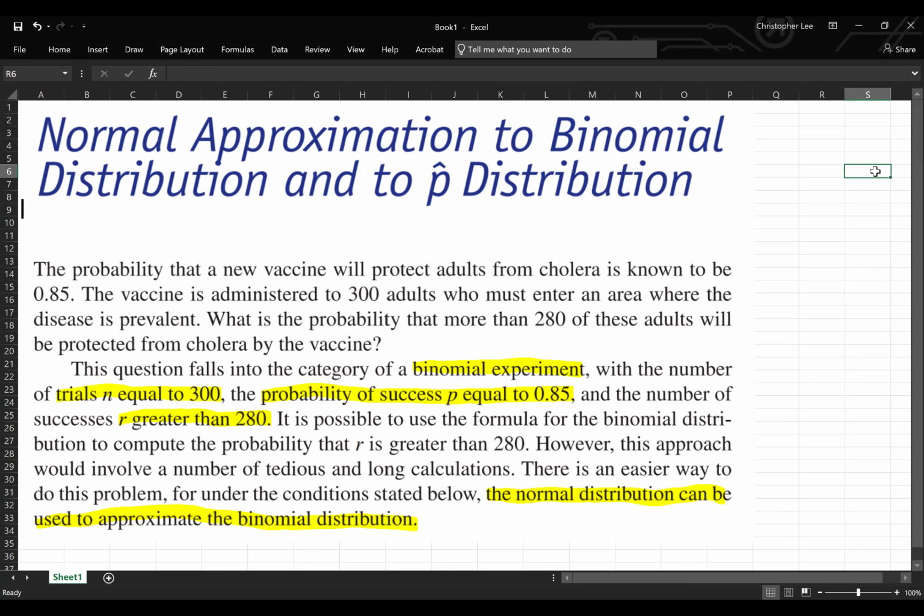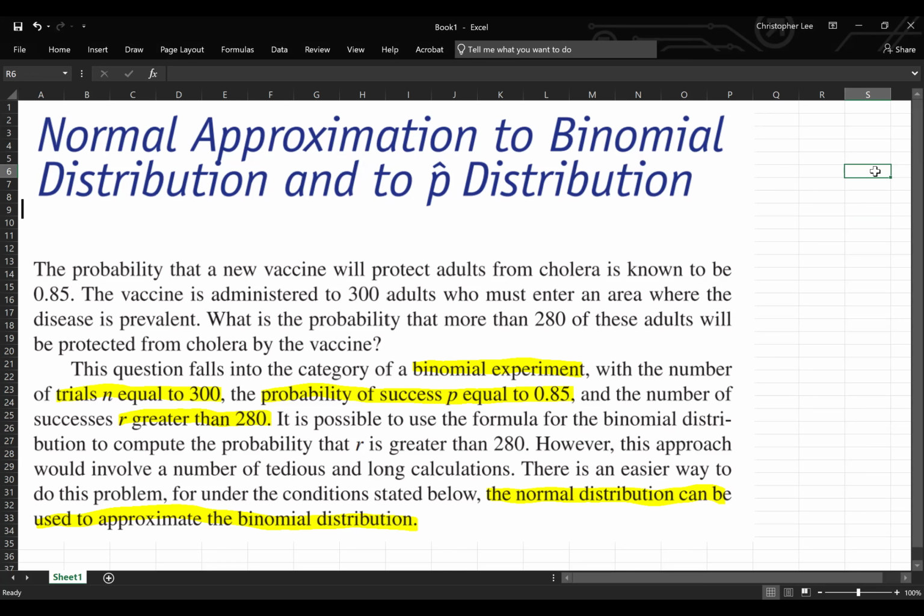This question falls into a category of a binomial experiment, right? With the number of trials n equal to 300, the probability of success p equal to 0.85, and the number of successes r greater than 280. So it is possible to use the formula for the binomial distribution to compute the probability that r is greater than 280. However, this approach would involve a number of tedious and long calculations.